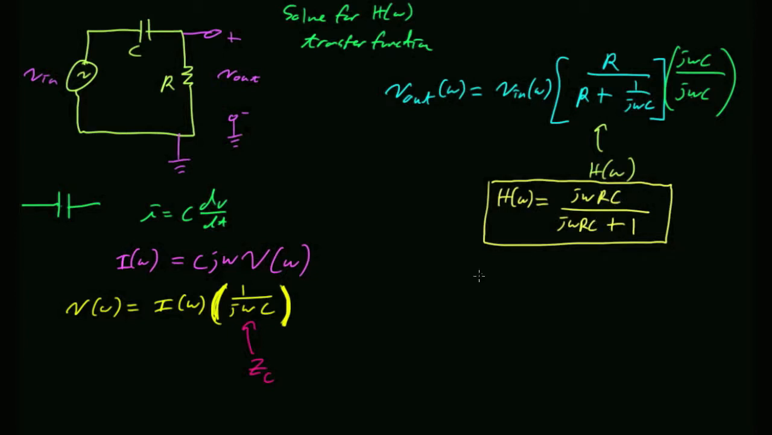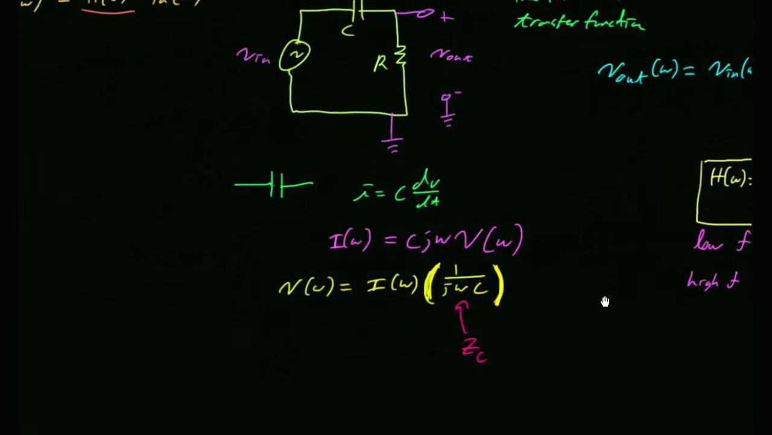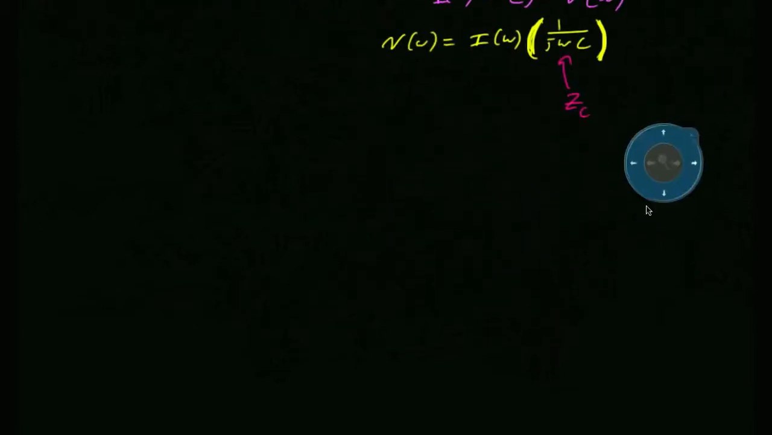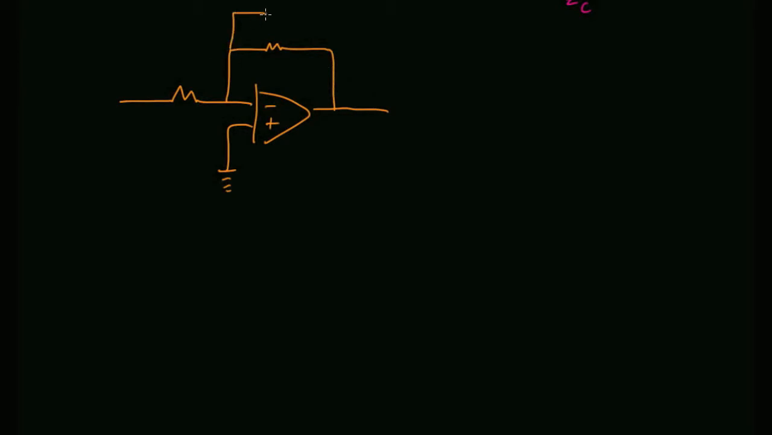So at low frequencies, you're getting 0. At high frequencies, you're getting 1. So you got yourself a high-pass filter. Now, given this analysis, you can very quickly, very adeptly, get the transfer function for just about any filter I give you. Okay? So, for example, I could give you that filter and say derive the transfer function.